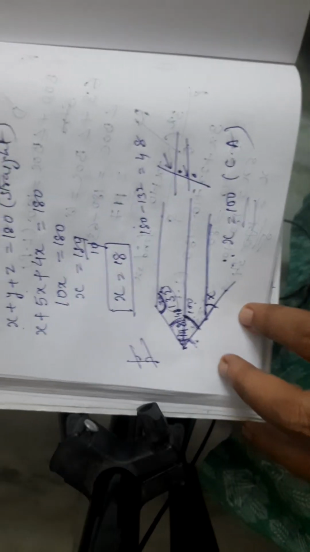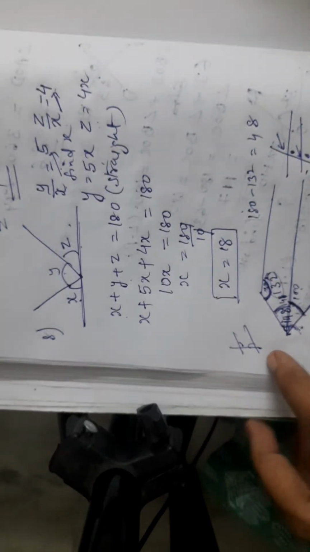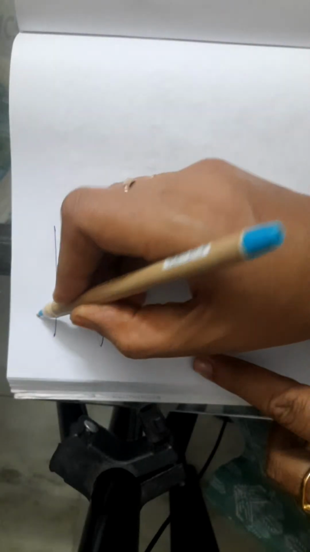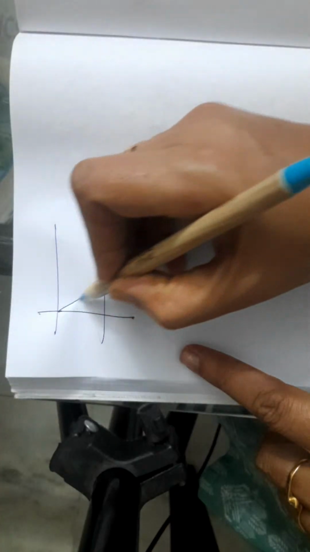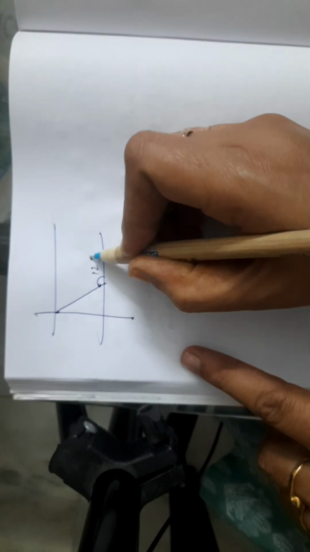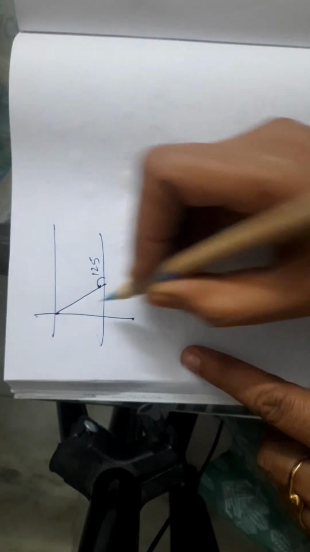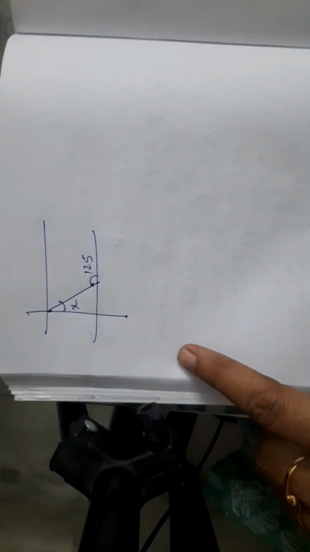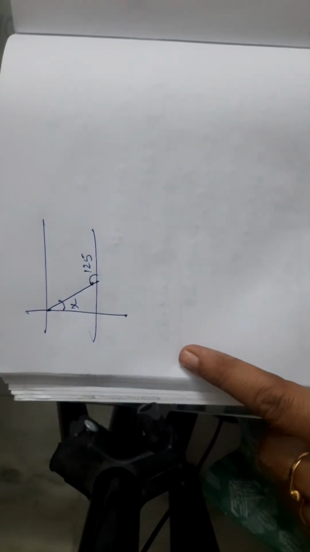Let's start with one more question. So here in the next question, two parallel lines are there. There is a transversal and this angle is given 125. We need to find this value x. Do you have any idea how to solve it?